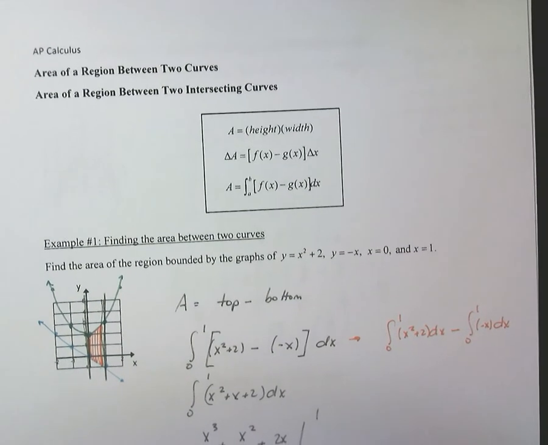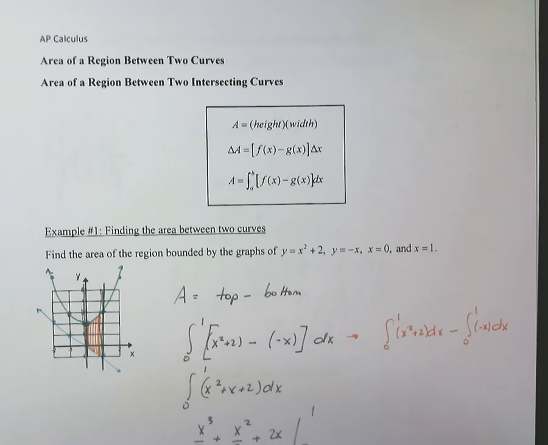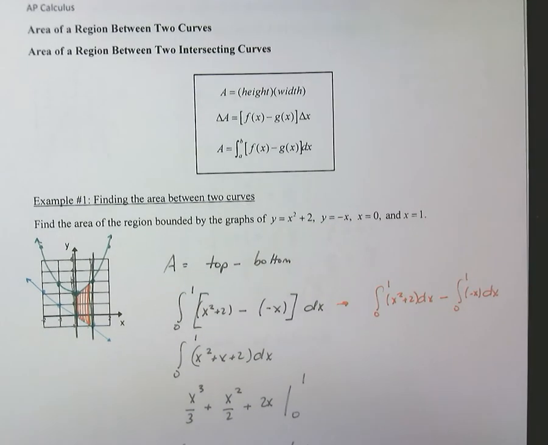This is the last unit in AP Calculus. This is area between two curves. This is not a difficult concept, but it's time consuming to go through all the mechanics behind it. So I have it all drawn out and I'll explain it as we go along.